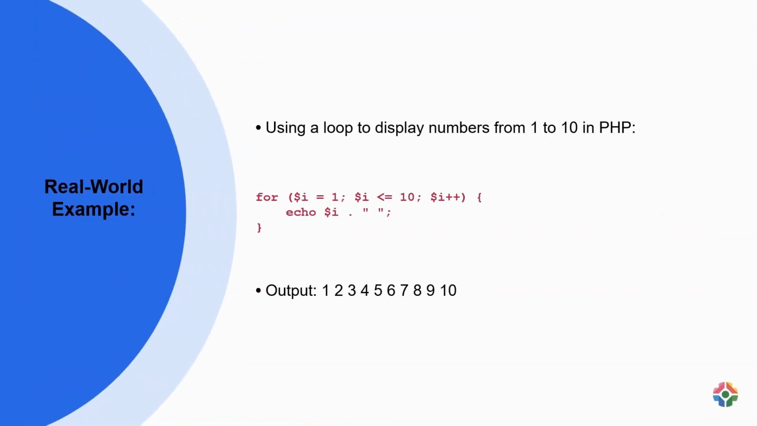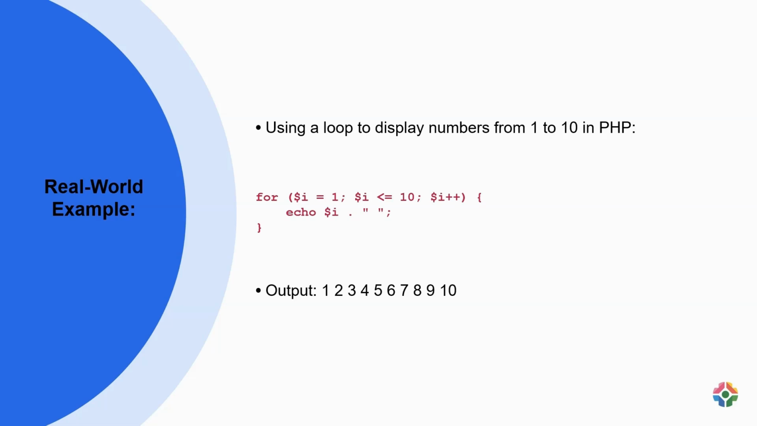In PHP, the for loop structure is utilized to iterate over a specific range of numbers. The loop header consists of three components: initialization, $i equals 1, condition, $i less than or equal to 10, and increment/decrement, $i++. Within the loop's body, echo $i is used to display the current number followed by a space. For example, the provided code snippet employs a for loop to display numbers from 1 to 10.